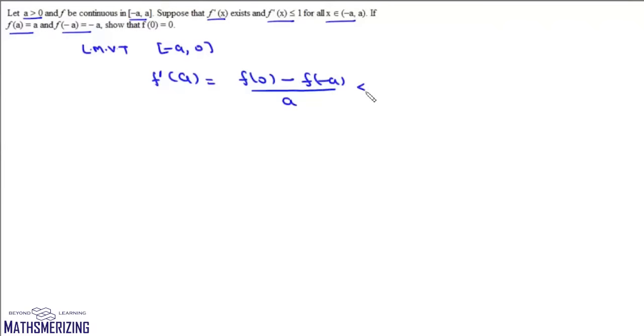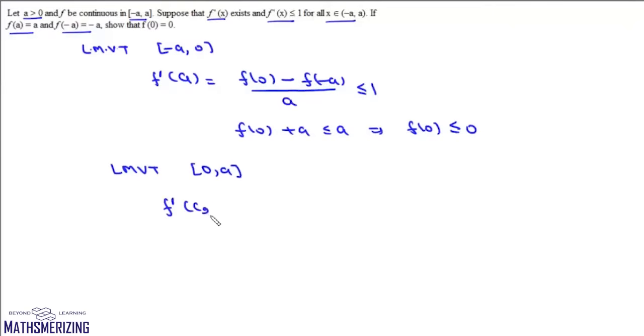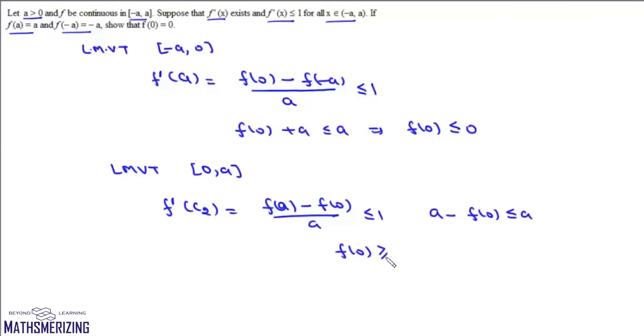Now the absolute value of f dash x is less than or equal to 1. So we can write f0, and f of minus a is minus a, so it will be (f0 plus a) upon a, which is less than or equal to 1. So from here we can say f0 must be less than or equal to 0. Now if we use Lagrange's mean value theorem in the interval 0 to a, we can say f dash c2 is equal to (fa minus f0) upon a, and it again is less than or equal to 1. Now fa is a, so we can write a minus f0 less than or equal to a, which means f0 is greater than or equal to 0.